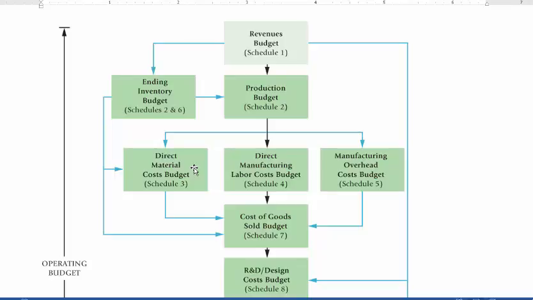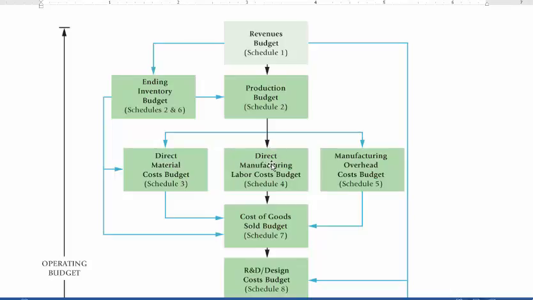Okay, so we will have some ending raw materials inventory, and that value will, of course, show up on that final budgeted balance sheet. And again, the costs related to direct materials is going to show up as part of our cost of goods sold per unit in our budgeted income statement.